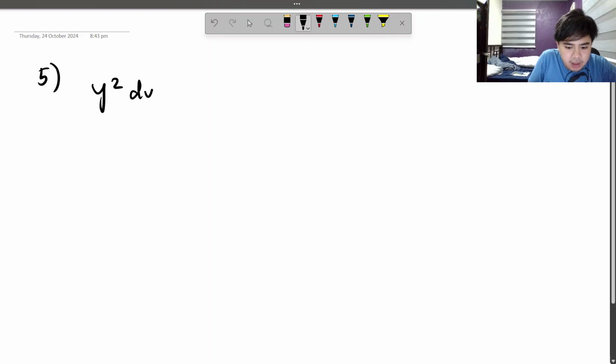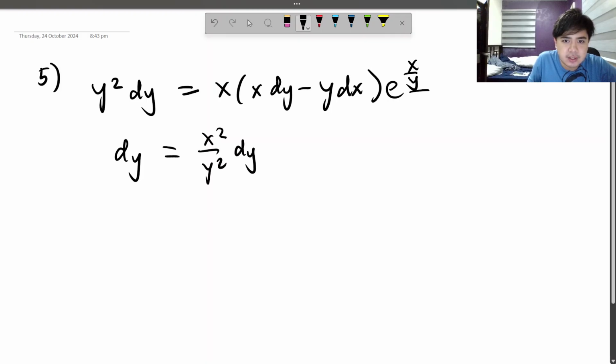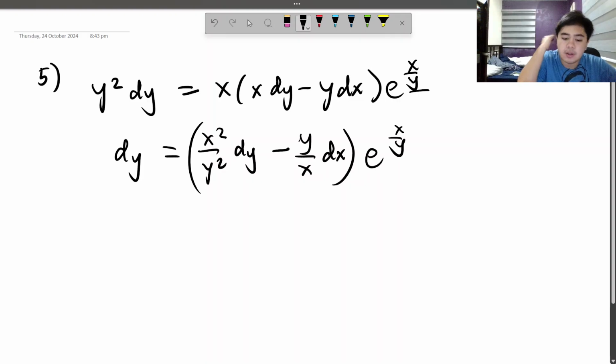y squared dy equals, sorry, x times x dy minus y dx e to the x over y dy. The solution is we multiply both sides by y squared because of the xy. It's a bit different from what I said earlier, so pardon my forgetfulness. So we get x squared over y squared dy minus y over x dx e to the power x over y.